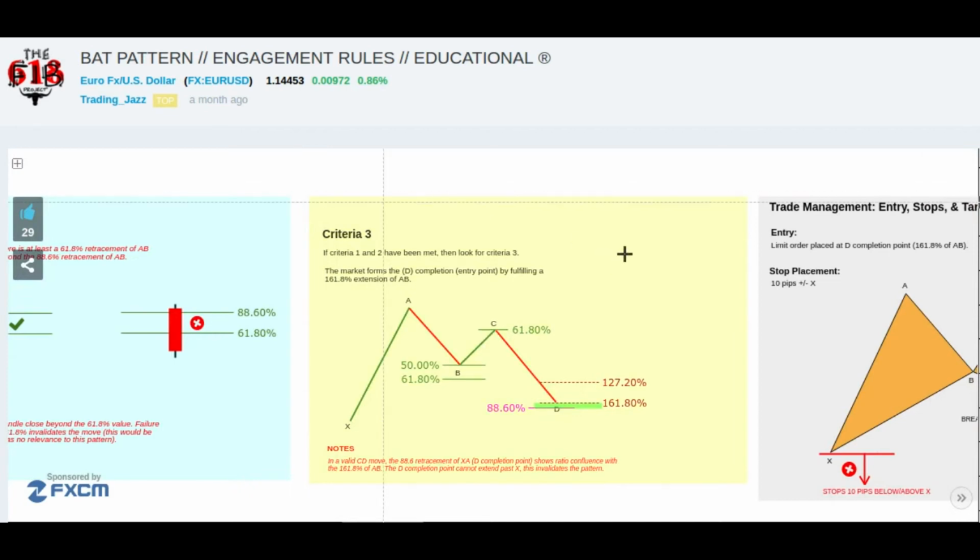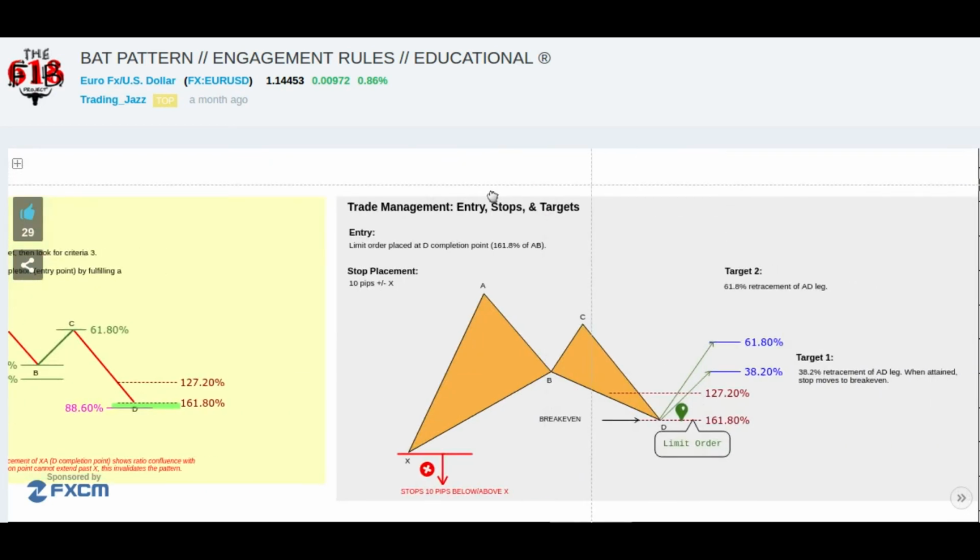Criteria 3. If criteria 1 and 2 have been met, then look for criteria 3. The market forms the D completion entry point by fulfilling a 161.8% extension of A to B. Note, in a valid C to D move, the 88.6 retrace of X to A D completion point shows ratio confluence with the 161.8% of A to B. The D completion point cannot extend past X. This invalidates the pattern.